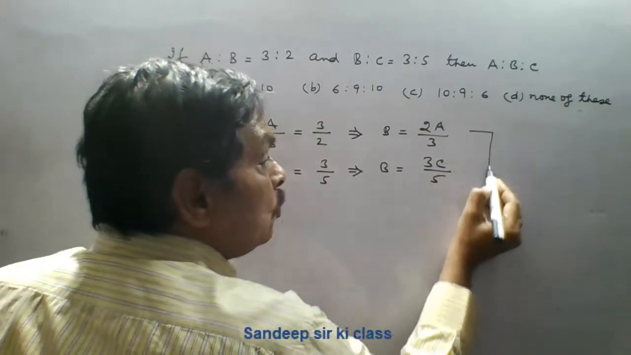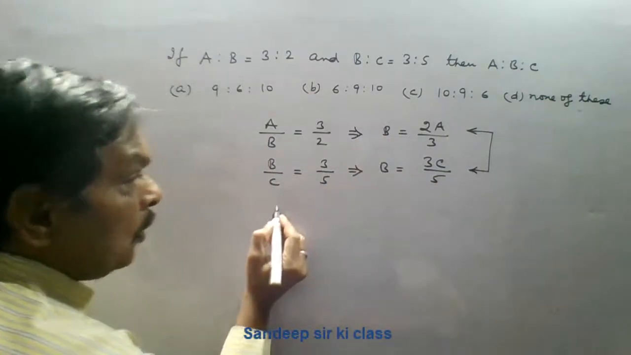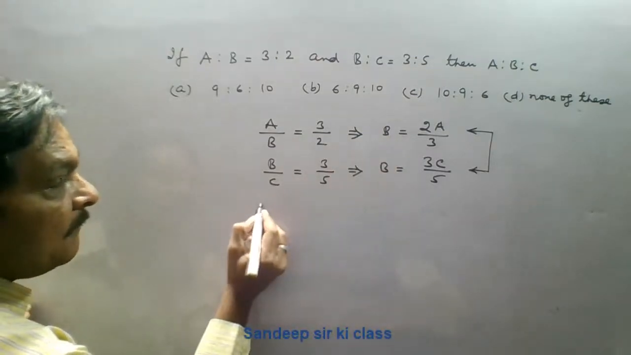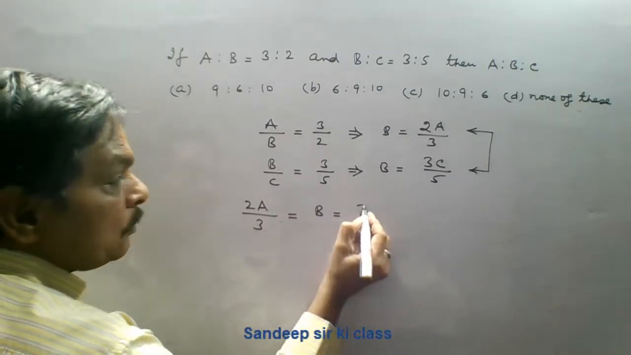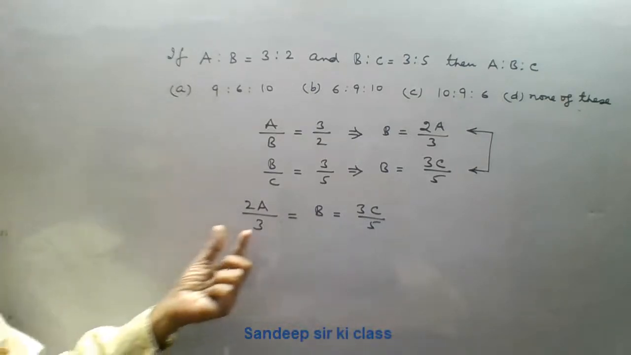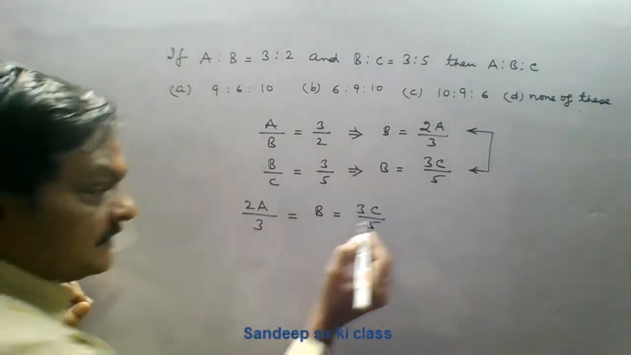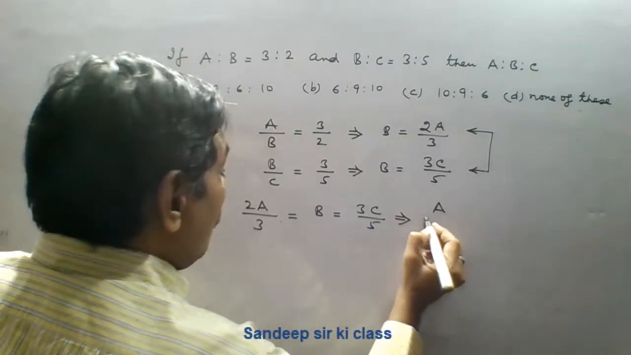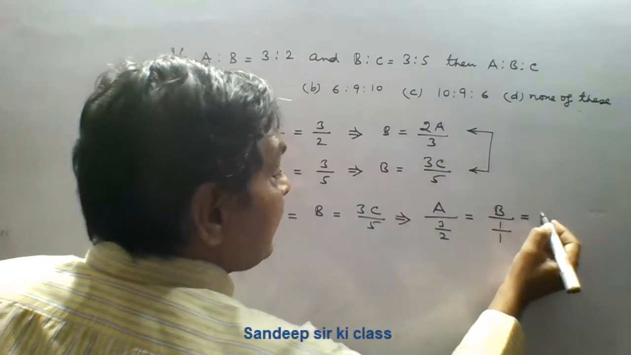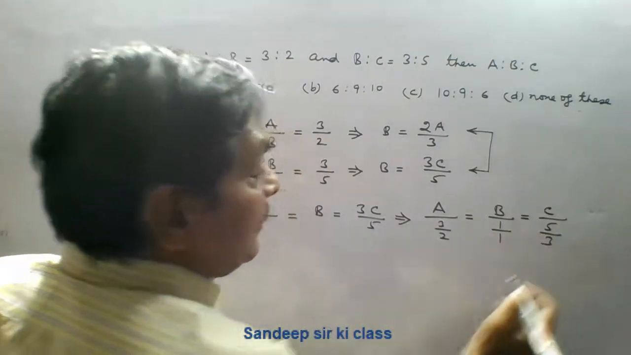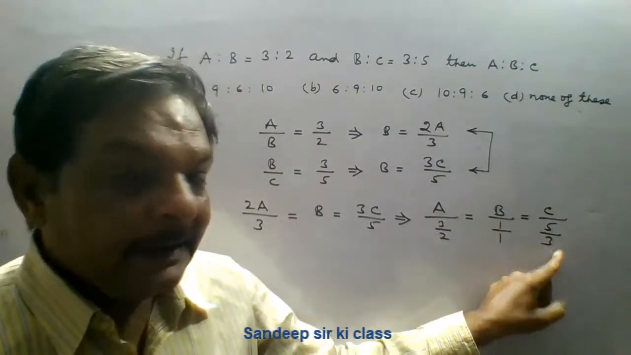Now, these are the two values of B we have obtained from the given ratios. So, from these two values of B, we can write 2A upon 3 is equal to B is equal to 3C upon 5, because B is equal to 2A upon 3 and B is equal to 3C upon 5. This gives us A upon 3 upon 2 is equal to B upon 1 is equal to C upon 5 upon 3.